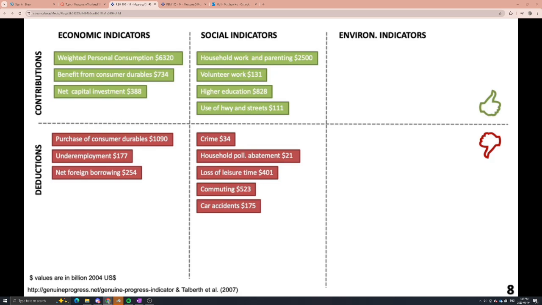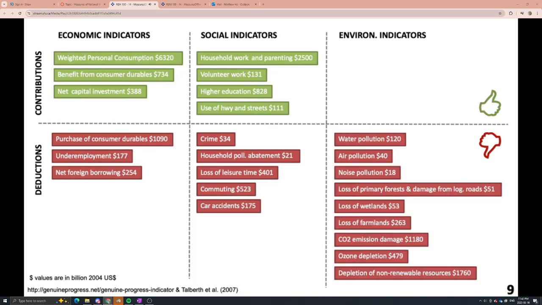So let's move to the last column that includes environmental indicators. Perhaps not surprisingly, there are no indicators in the top row because the vast majority of our actions currently do not improve the environment in a way that can contribute to our long-term human welfare. But in the bottom row, there are a bunch of indicators.